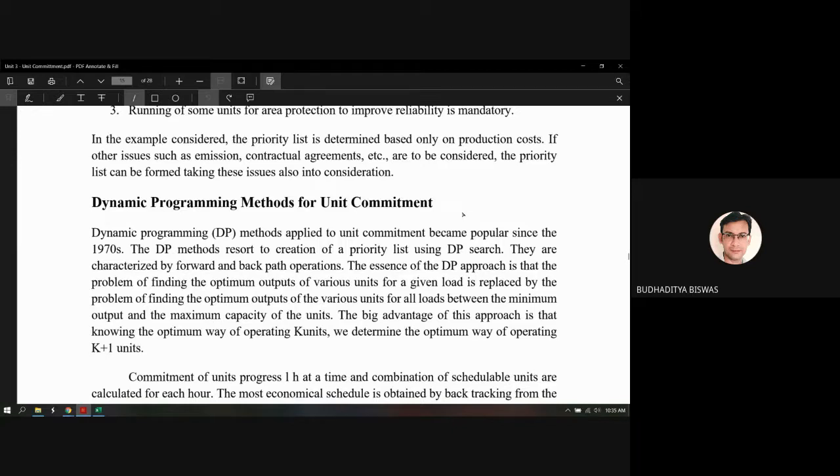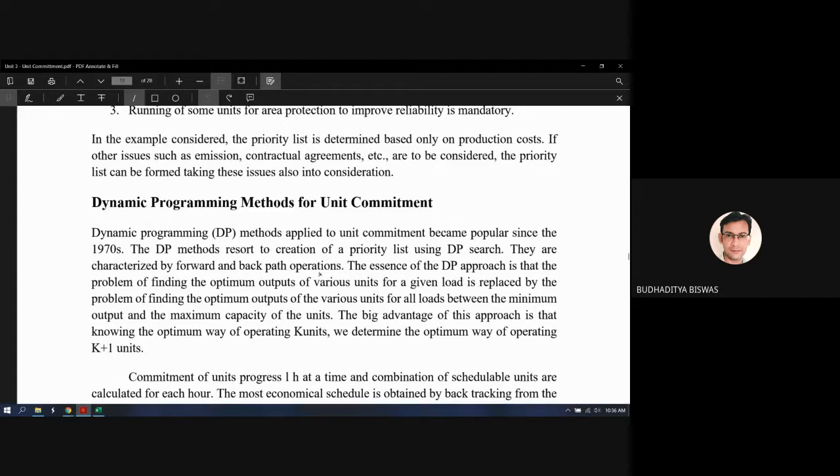The main problem is that if we want to find the most economical solution using the dynamic programming method, then we need to solve a large number of equations. And this is not very practical, because for 10 units in a particular hour, we need to solve at least 2 to the power 10 equations for 1 hour. And for the whole day, it would be 2 to the power 10 minus 1, to the power 24. So a very, very high number of equations we need to solve to find the most optimum solution, which is practically not possible. That's why we go for the heuristic method.